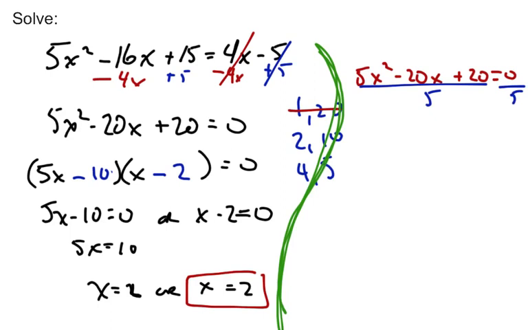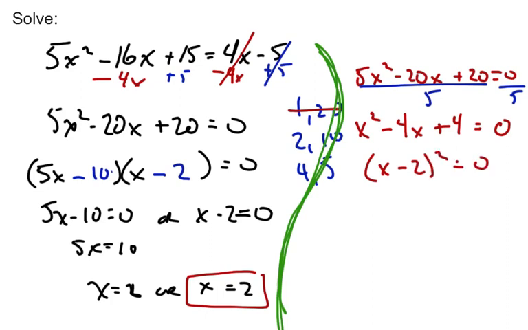But when we do that, we'll have x squared. And the negative 20x divided by 5 is negative 4x. And 20 divided by 5 is 4. On the other hand, 0 divided by 5 is still 0. That's a perfect square. X minus 2 squared equals 0. And that's why we have only one unique factor that's going to equal 0, and we end up with x equals 2.